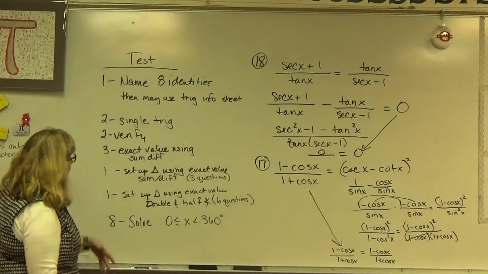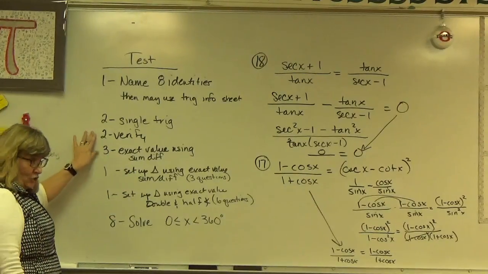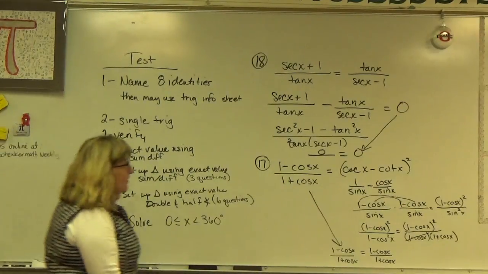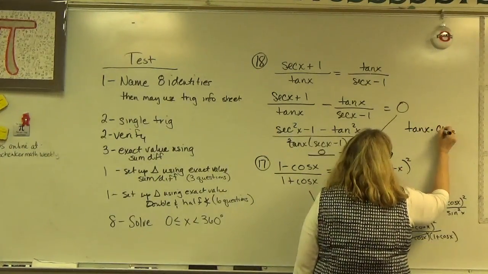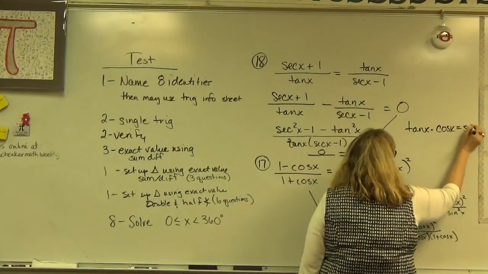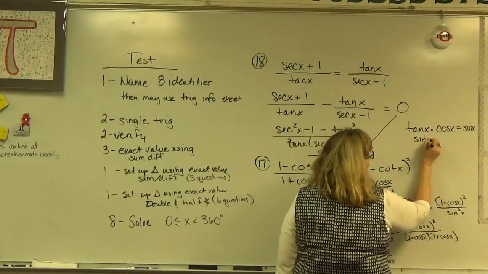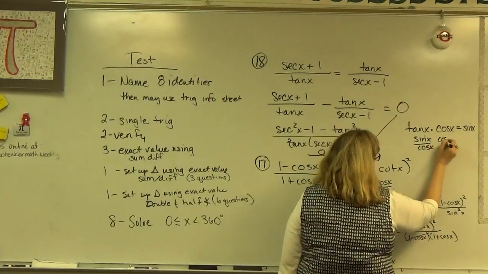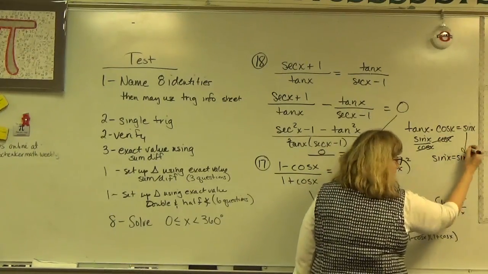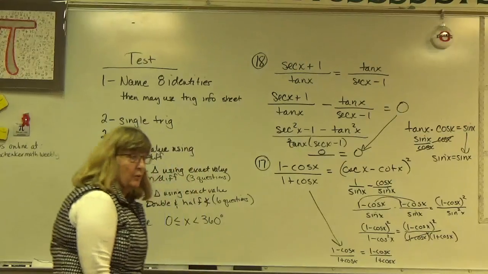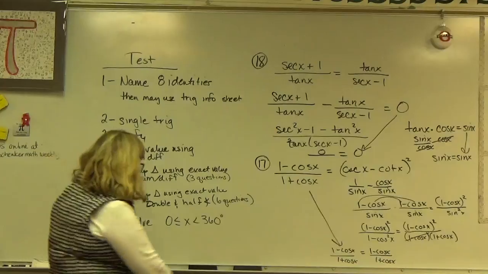Okay, so verify. One of my verifies is a good one, one of them's straightforward. Nobody should miss it. Like if I said verify, what if I gave you this one? Tangent times cosine is sine. Tangent is sine over cosine. So one is straightforward, and one you might have to do the butterfly with or FOIL. Okay? Next, exact using sum or difference.